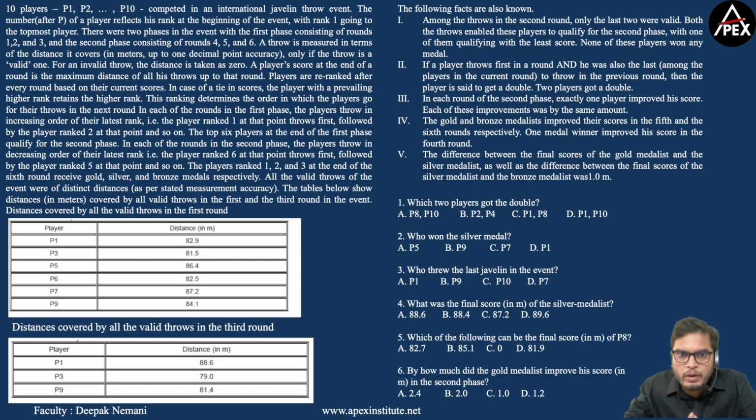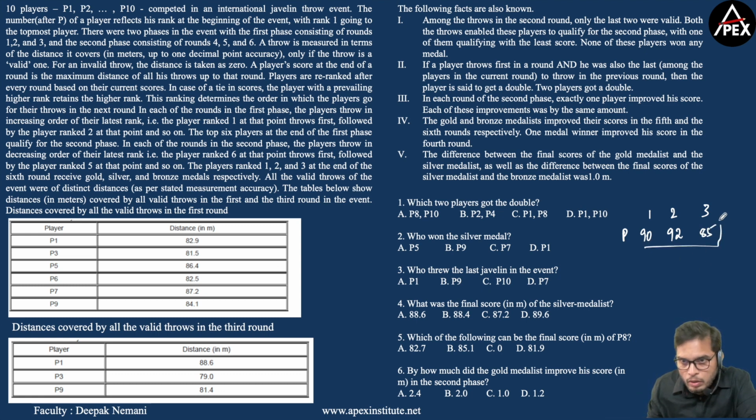Now a player's score at the end of a round is the maximum distance of all his throws up to that round. For example, let us consider some player in these 3 rounds. Here he had thrown a distance of 90 meters, here let us say 92 meters, and here let the distance be 85 meters. Now his score till round 3 will be the maximum of all these 3, which is 92 meters.